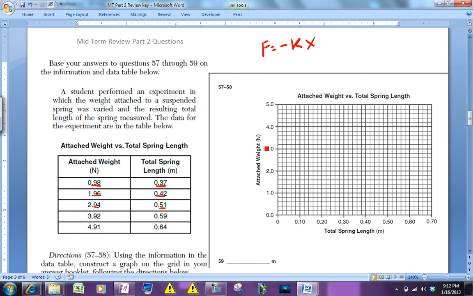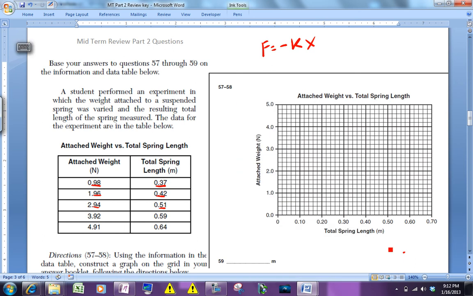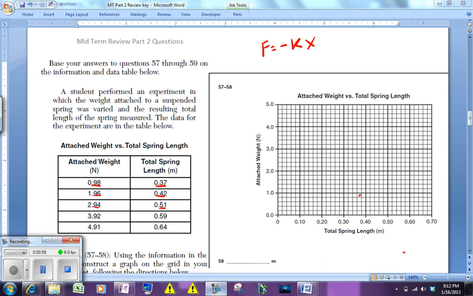Sometimes you need to do that. So for example, you'll look at 0.37, 0.98. So notice the spacing. Each one of these is 0.02. So 0.37 for the length and 0.98 for there. I'm going to pause it here while I plot the other ones because it's probably boring to watch me do that.